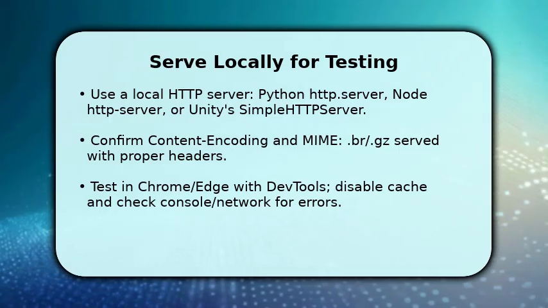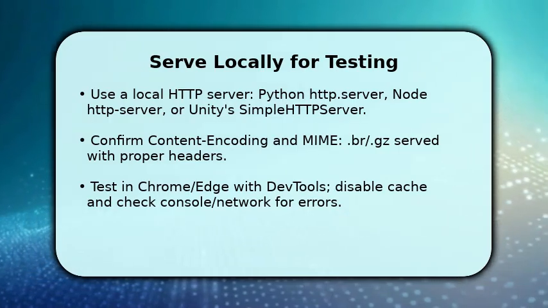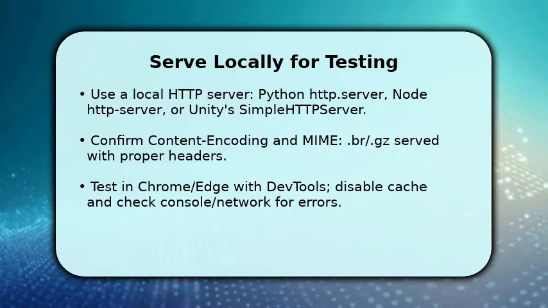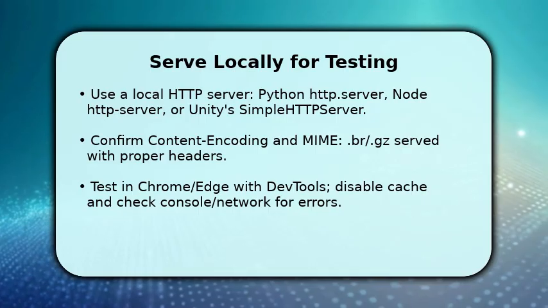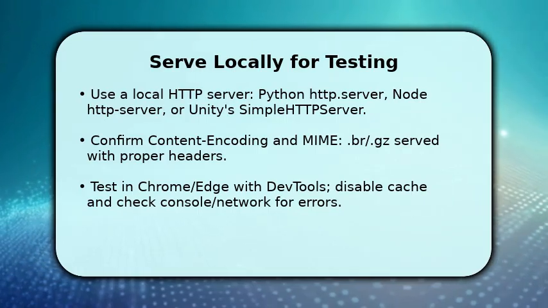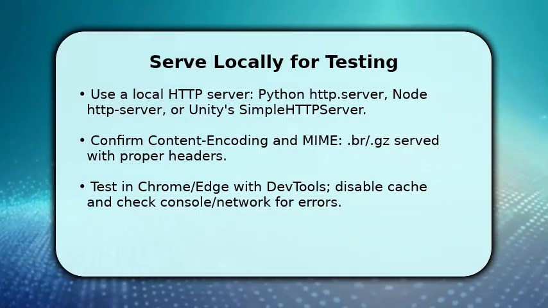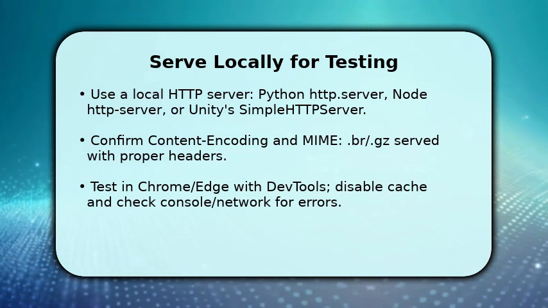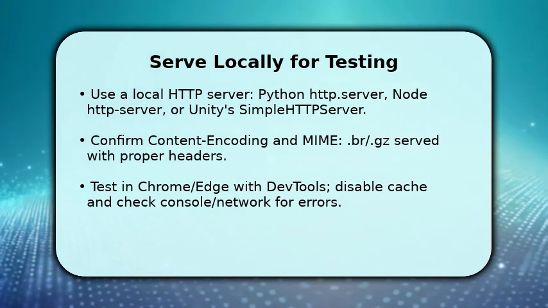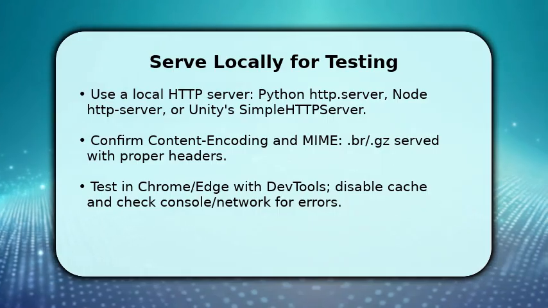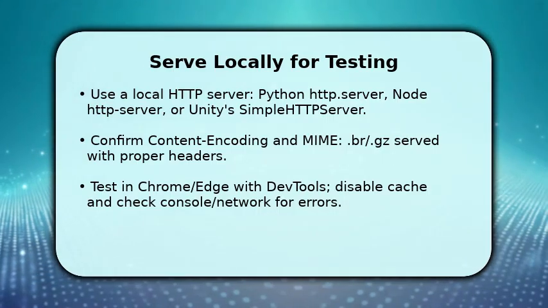Because you chose compression, configure your server to send correct content encoding and content type headers so the browser can decompress files. Once running, open the URL in Chrome or Edge, open DevTools, and disable cache. Watch console and network tabs for missing resources, 404s, or decompression errors. Make adjustments and rebuild as needed to iterate quickly.